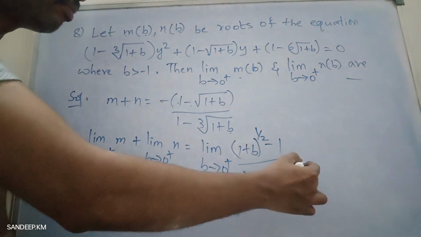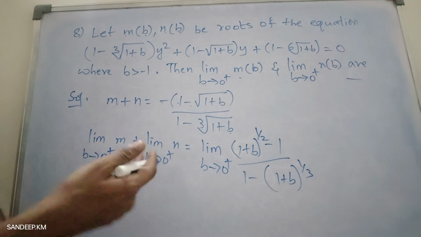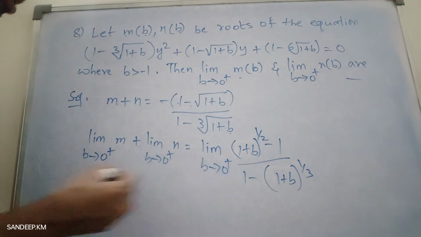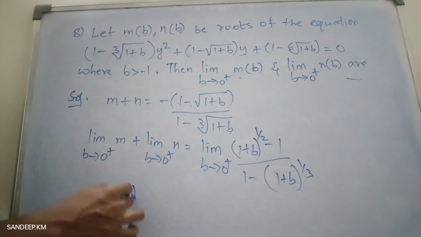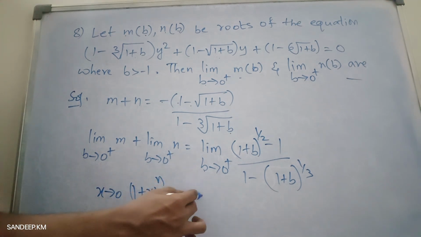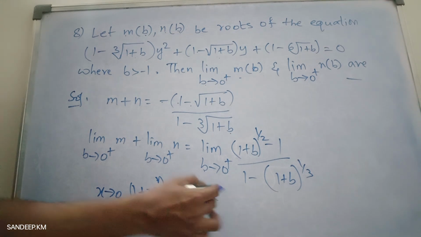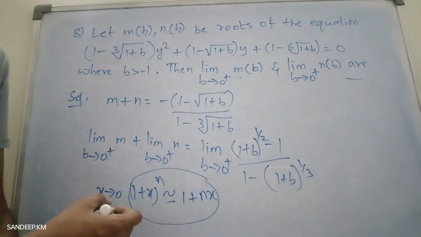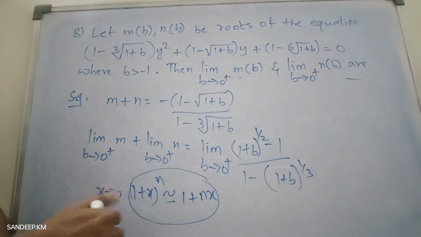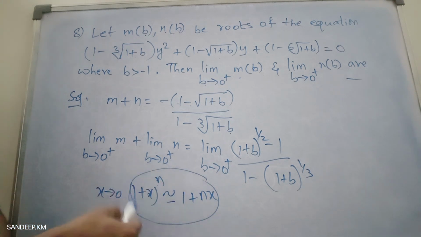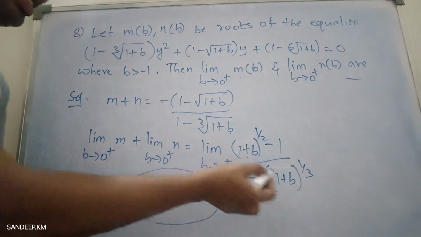Power 1 by 3. And in the previous video itself we have learned that when b is approaching 0, or when x is approaching 0, 1 plus x whole power n can be approximately taken as 1 plus n into x. In case you do not know this, please check the previous video, limits on standard formula, in the playlist of limits. So 1 plus x whole power n will be approximated as 1 plus nx. Let us apply that here and here.